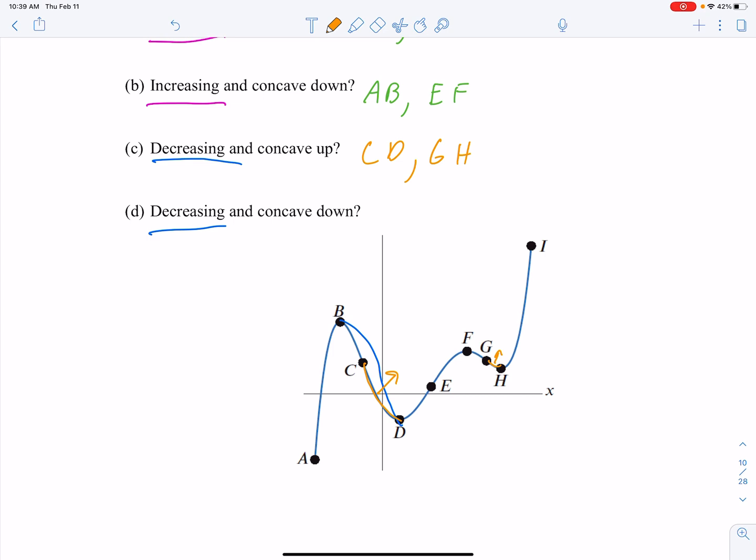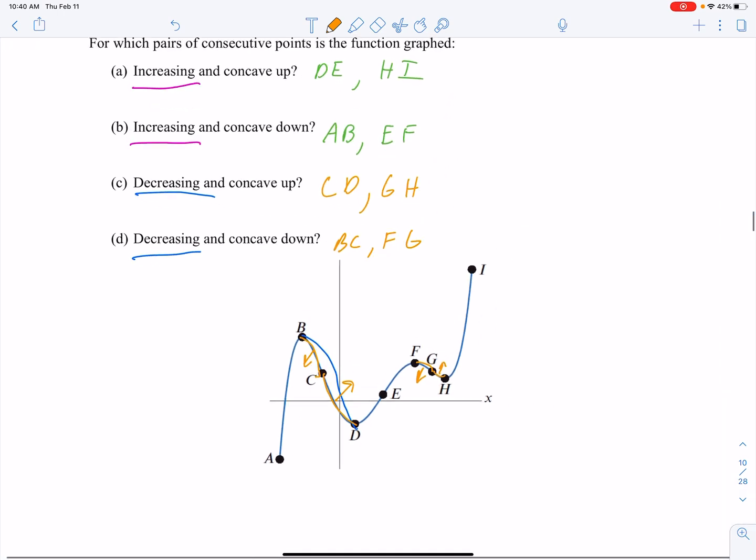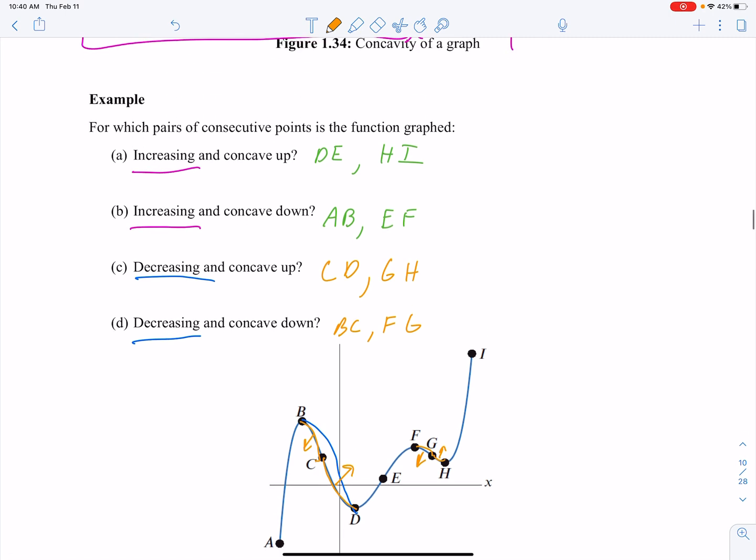Okay. All right, and then decreasing and concave down. So we can see from B to C, the curvature's down, and from F to G. Okay? All right, so make sure you get those terms clear in your minds. Increasing, concave up, increasing, concave down, decreasing, concave up, and decreasing, concave down. Okay?